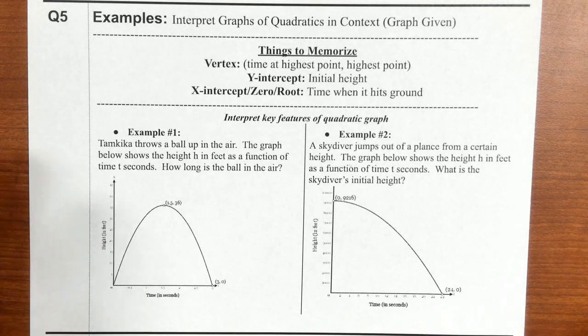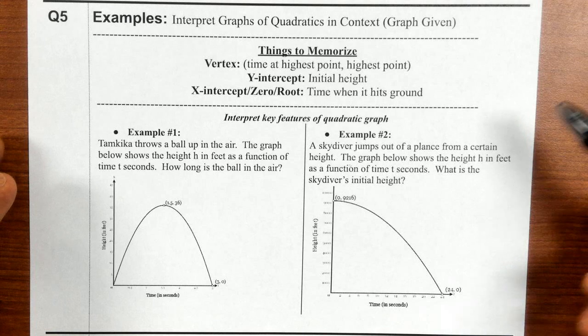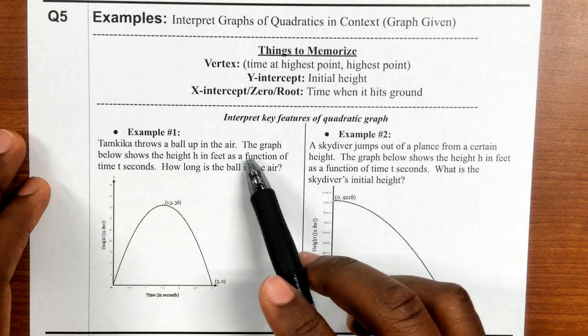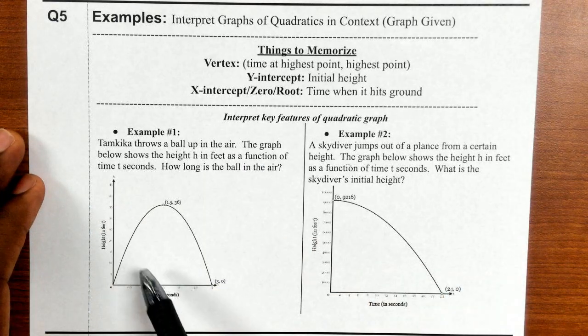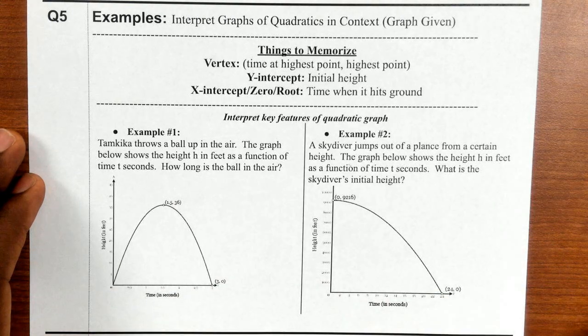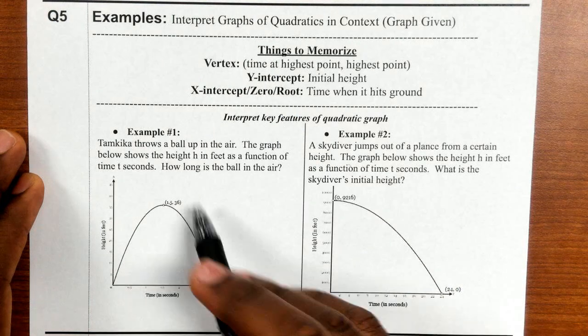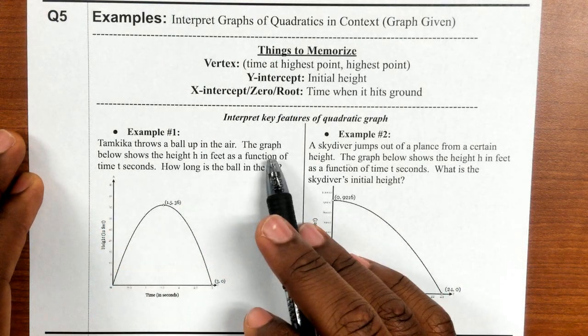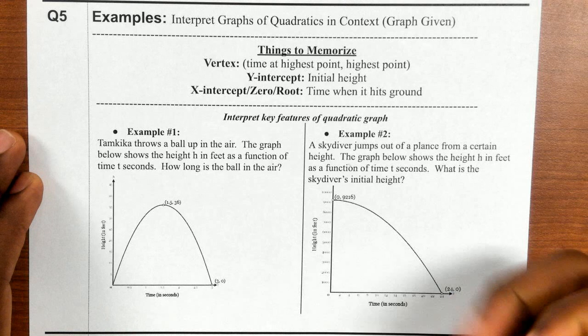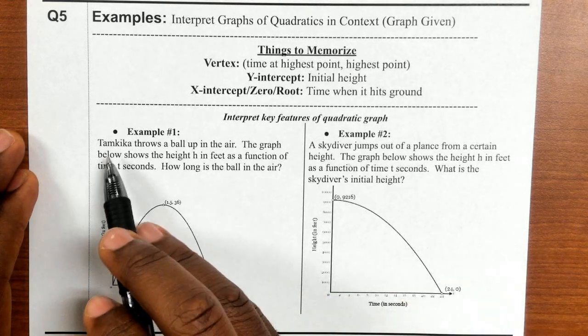Question number 5. Question number 5 wants us to use the information that's given and the graph that's given to answer the question. So we're going to interpret what the graph is representing in relation to this context. All right, let's begin.